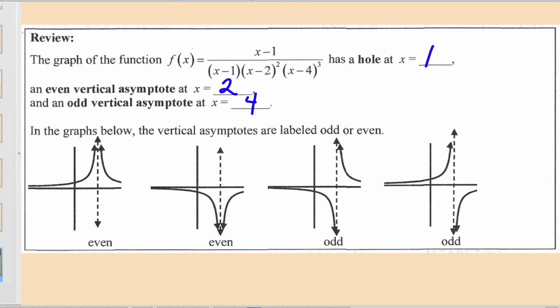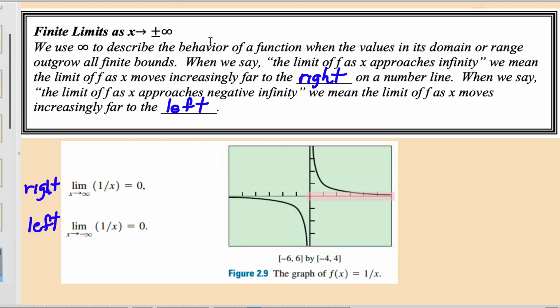Let's review something about rational functions. I want you to notice that when the factor is the same in the numerator and denominator, that is an indication of a hole. Even vertical asymptotes have an even power, and they look like this. Evens mean the graph wants to go to infinity or negative infinity in the same direction, both of them. An odd vertical asymptote is like this one, and that's when at the asymptote the graph is going to positive infinity on one side and negative infinity on the other side, or vice versa.